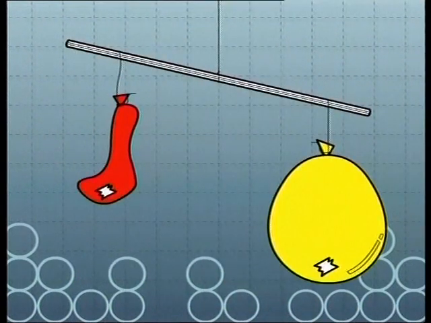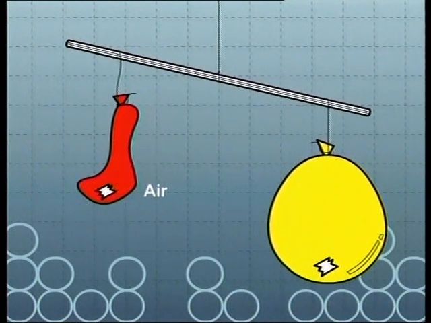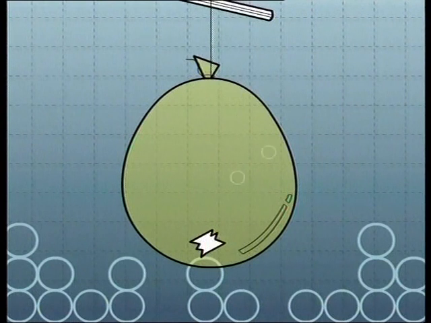You see, the red balloon has lost some air and becomes lighter than the yellow balloon. The yellow balloon is now heavier than the red balloon. This experiment shows that air is matter. It has mass and it occupies space.